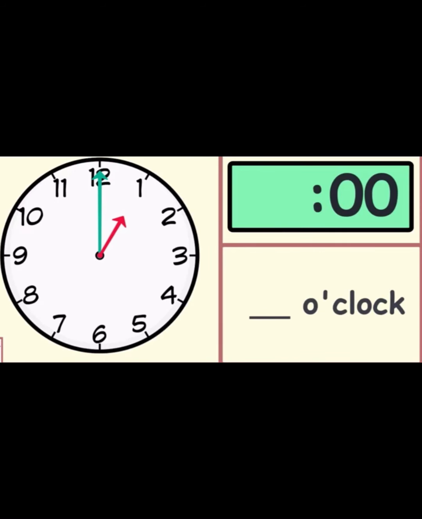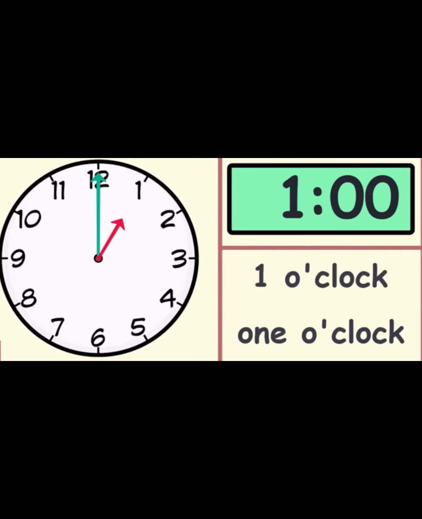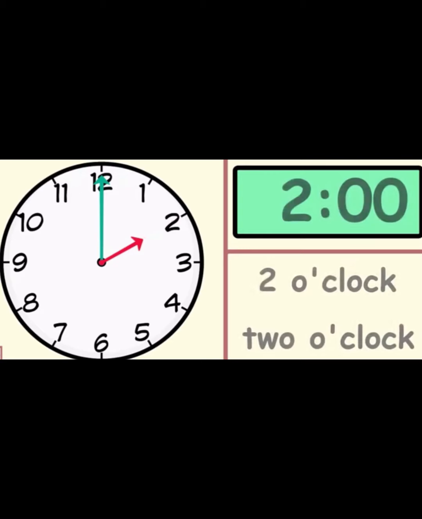Now let's read the time. So the minute hand is on 12, so it's o'clock, and our hour hand is on 1. So the time will be 1 o'clock. Right. Now let's read the time on this clock. Again, the minute hand is on 12 and the hour hand is on 2. So the time will be, yes, it's 2 o'clock.